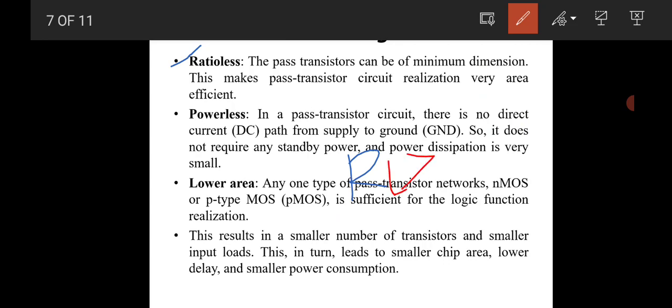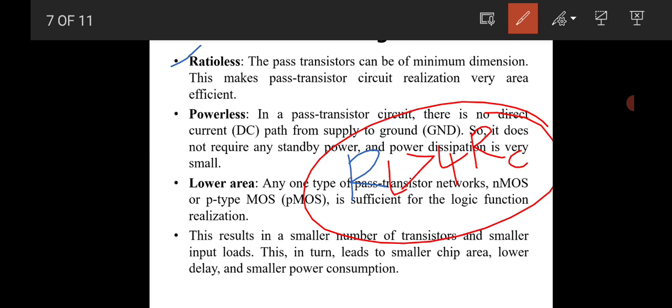At that time, load resistance must be greater than the channel resistance of the pull-down network. That means whenever this condition is satisfied, only then does the corresponding NMOS transistor act as an inverter. So this is one of the very important considerations if you are maintaining a pull-up network as a passive network, or it may be a PMOS transistor.